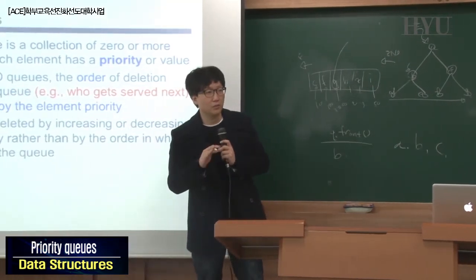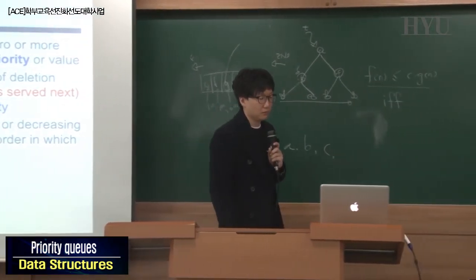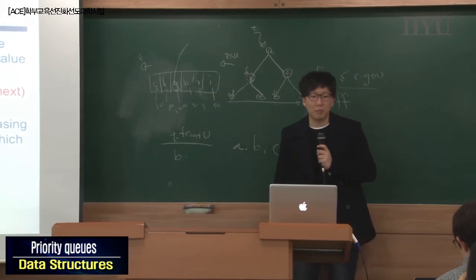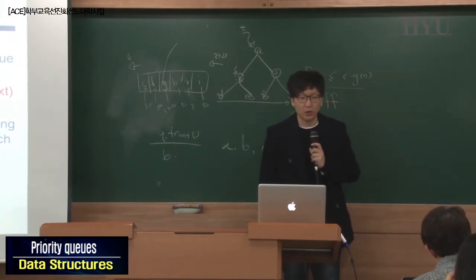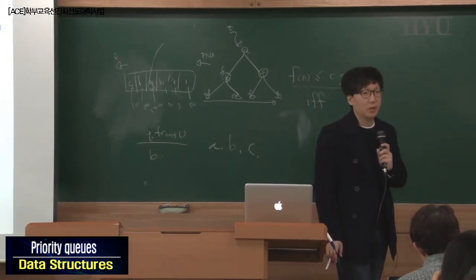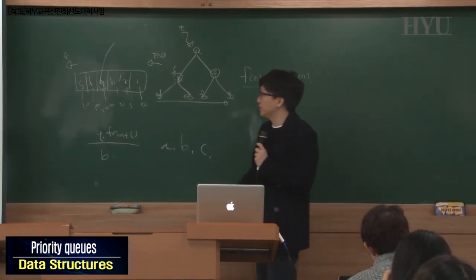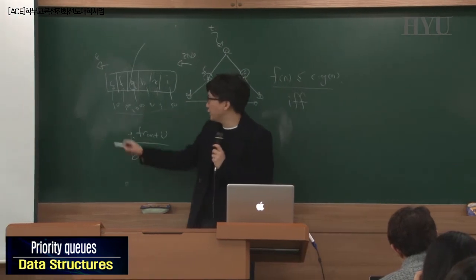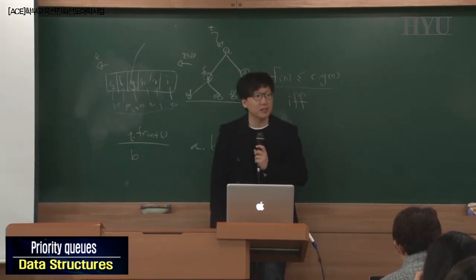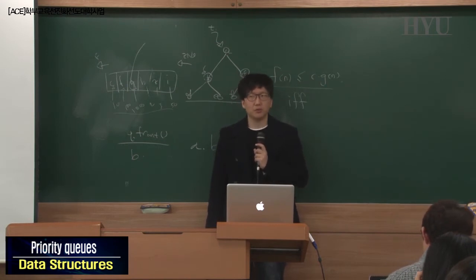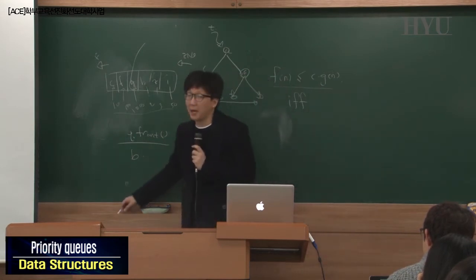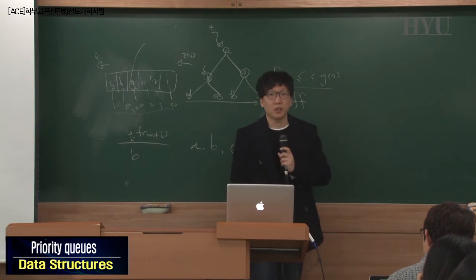So it's a deviation of the queue, right? Elements are deleted by increasing or decreasing order of priority rather than by the order in which they arrive in the queue. So if I want, I can sort these values, maybe the biggest one first or smallest one first. That's up to me, up to situations, up to your implementations. So something like this is possible. That's what priority queue is about.